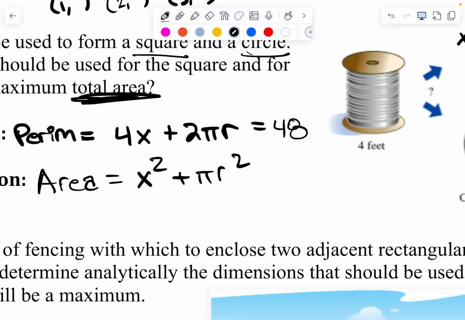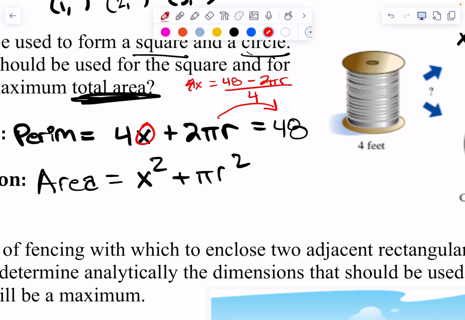Ooh, gross. What shall we do? Shall we solve for x? I mean, it doesn't really matter. They're both going to be equally ugly, I think. Yeah, let's solve for x. Okay, solving for this x here. I'm going to bump this guy to the other side. So 48 minus 2 pi r is equal to 4x, yeah? And then divide by 4.